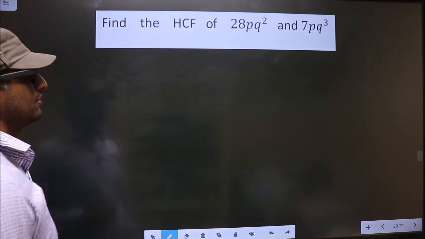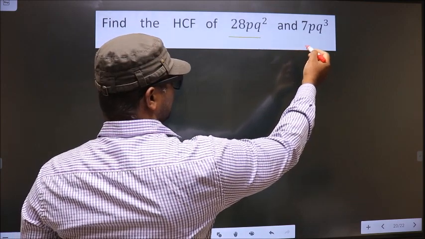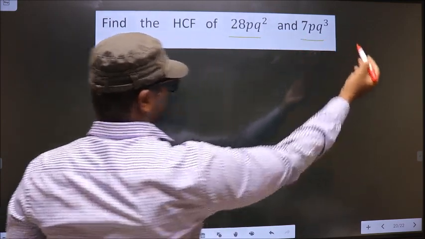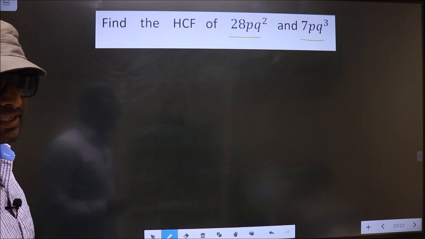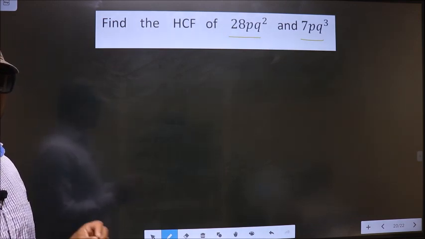Find the HCF of 28PQ square and 7PQ cube. To find the HCF, first we should do the prime factorization of given numbers.